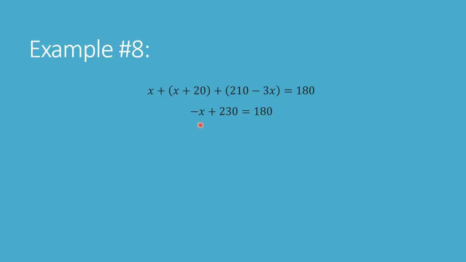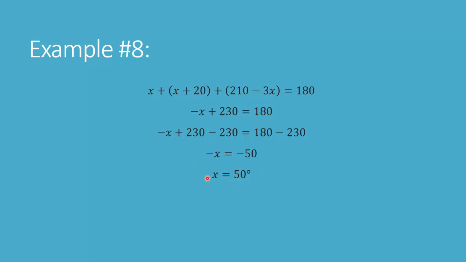So again, we want to get x all by itself, so we're going to subtract 230 from both sides. That way these destroy each other, and this one stays put and gets taken away from the 180. So we get negative x equals negative 50, which of course you can either divide by negative 1 or multiply by negative 1. Either way, the negatives cancel out, and you get x is 50 degrees.